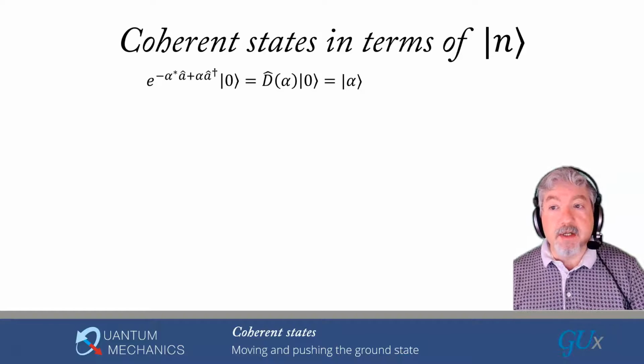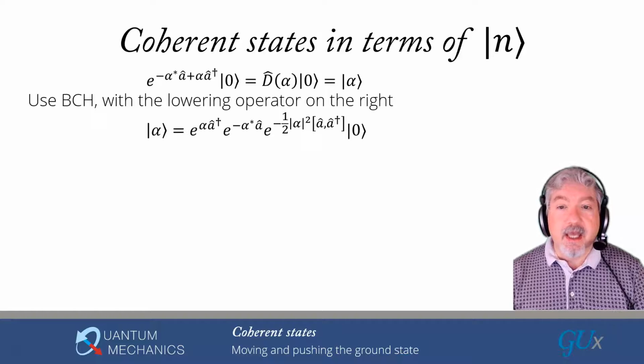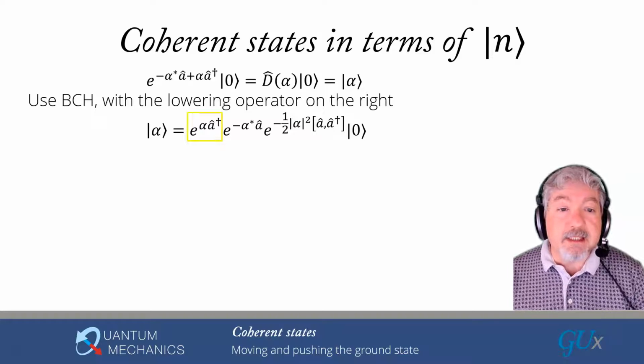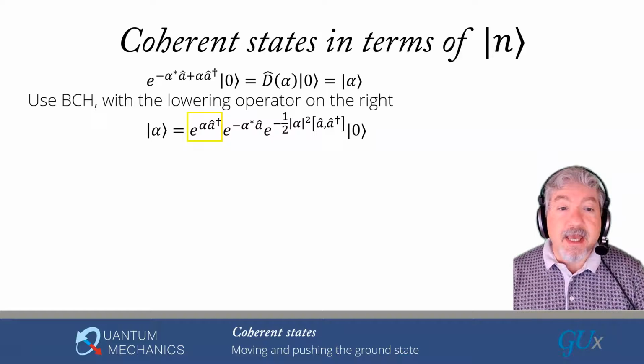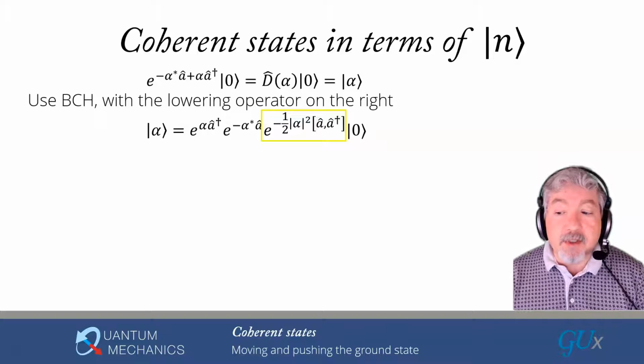Okay, we're going to now write the coherent states in terms of the energy eigenstates that we label with the integer n. To do that, we're going to use the BCH identity, and we're going to pull out the lowering operator on the right. So I've written it out explicitly for you. That displacement operator becomes e to the alpha a hat dagger, e to the minus alpha star a hat, minus 1/2 modulus of alpha squared times the commutator of a with a dagger. You might be a little bit confused about why there's a minus 1/2 there as opposed to a plus 1/2. That's because I've moved this commutator term to the other side of the equation.